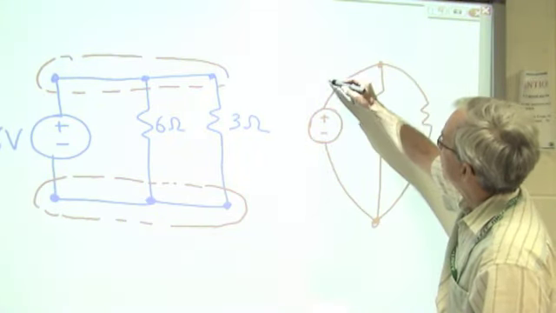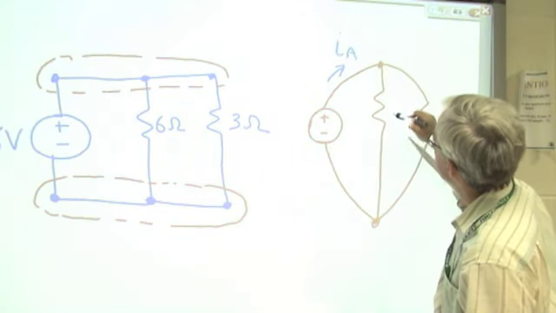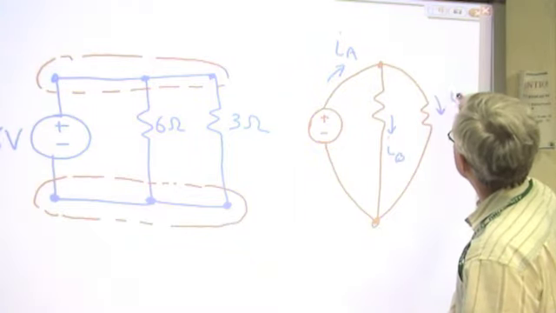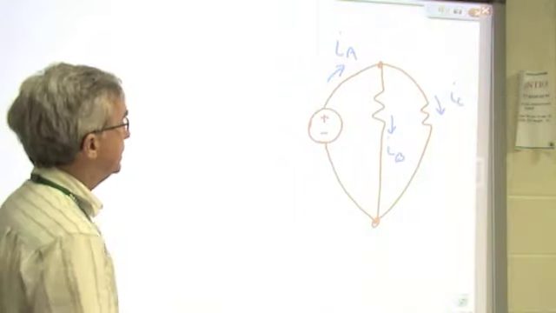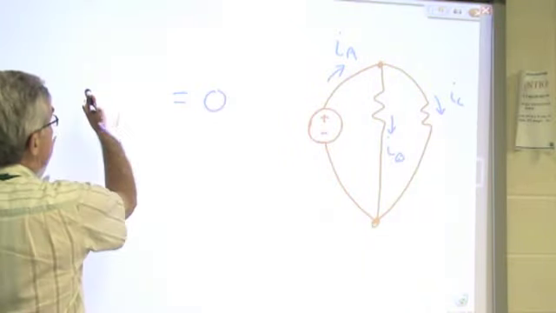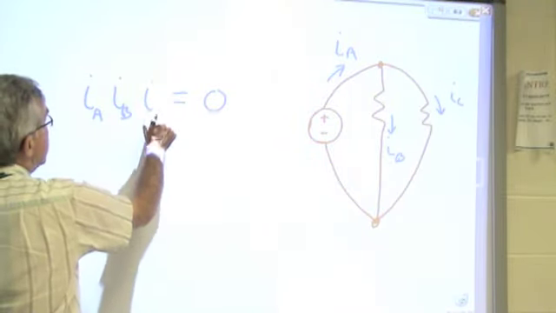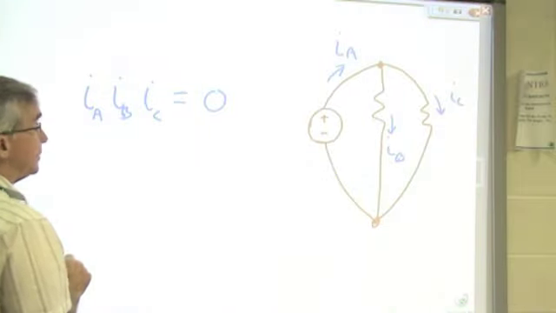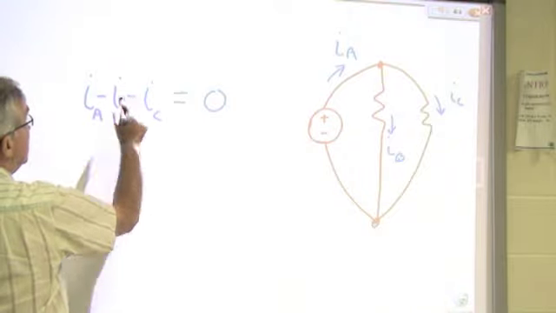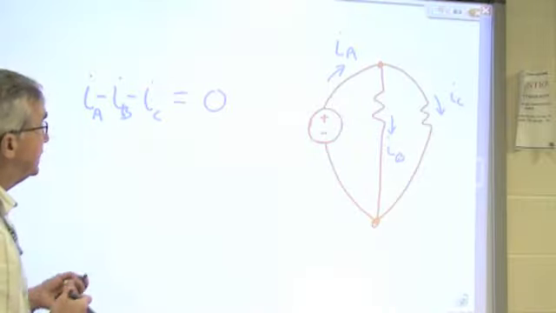We could talk about currents I sub A, I sub B, and I sub C. At the top node, I'll put down my equal sign, 0 on the other side. My three currents, I sub A, I sub B, and I sub C. I sub A flows into the node, it has a plus sign. I sub B and I sub C flow out of the node, they have negative signs, so that would be my Kirchhoff's current law at the top node.